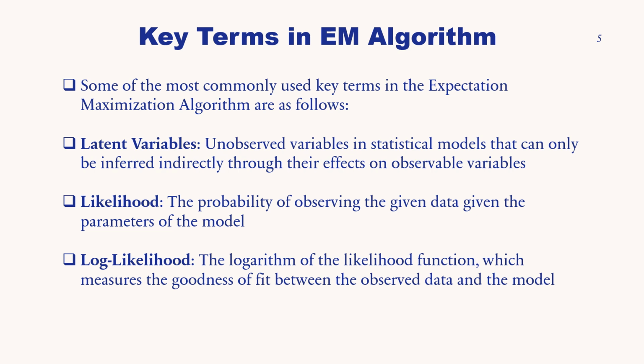We've mentioned some words like latent variables, likelihood, and log likelihood in the definitions and in how the algorithm works, so we want to take a look at how these common terms are explained. Latent variables are unobserved variables in statistical models that can only be inferred indirectly through their effects on observable variables. Likelihood is the probability of observing the given data given the parameters of the model. Log likelihood is the logarithm of the likelihood function, which measures the goodness of fit between the observed data and the model.